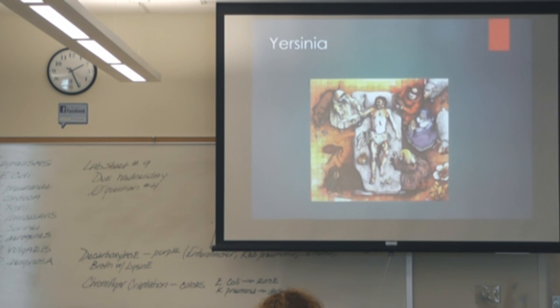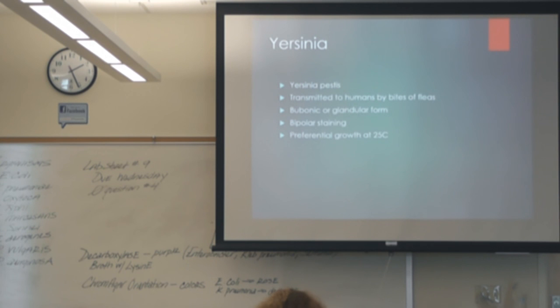Yersinia. All right, so Yersinia pestis. Plague, yeah, bubonic or granular form. One of the big things here is bipolar staining. It has a safety pin appearance. And the thing that I would highlight on here is that it likes to grow at 25 degrees Celsius. Okay, that would be exactly what I would highlight. And usually they'll use cold enrichment to actually get it to start growing.